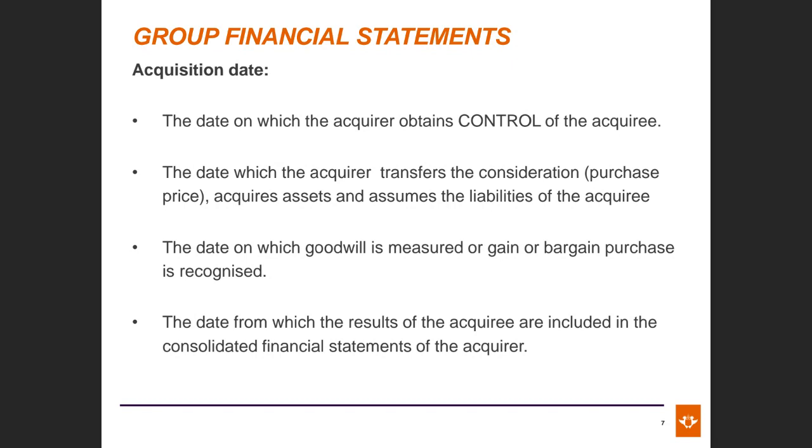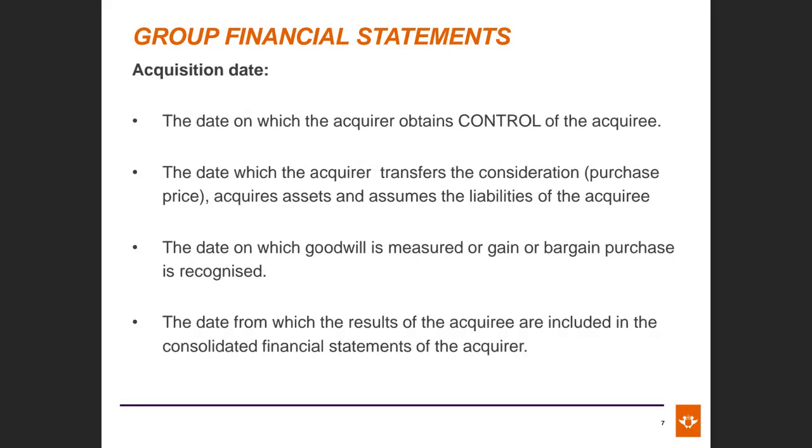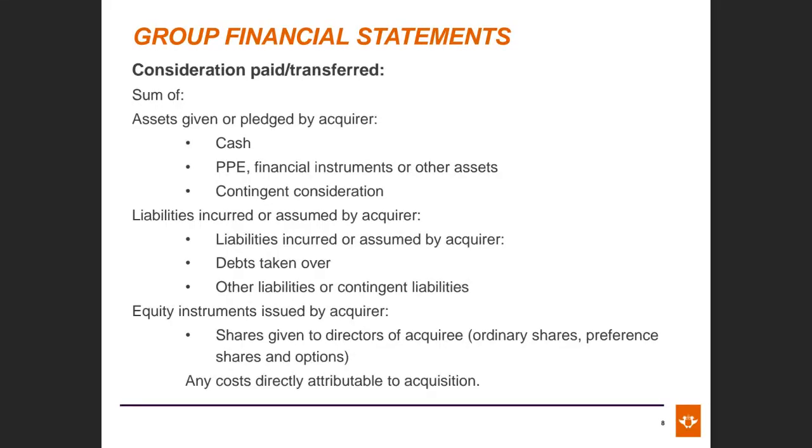So now that we have looked at the acquisition date, we need to look at what kind of consideration can be paid or transferred. So remember we said here that on the acquisition date, the acquirer is going to transfer the purchase price to the acquiree. So now we want to have a look at what this purchase price can be made of, okay? So the consideration paid or transferred by the acquirer can consist of assets, it can consist of cash, PPE, financial instruments or other assets.